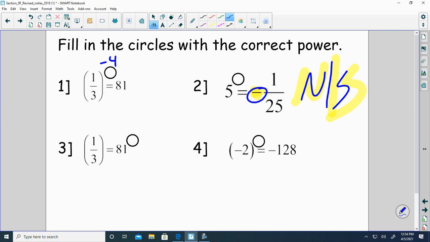Okay? This one works though. 1/3 is 81 to what power? I know it's negative. What times what times what times what gives me 81? 3, 9, 27, 81. So 81 to the negative 4 is the same thing as 1/3.